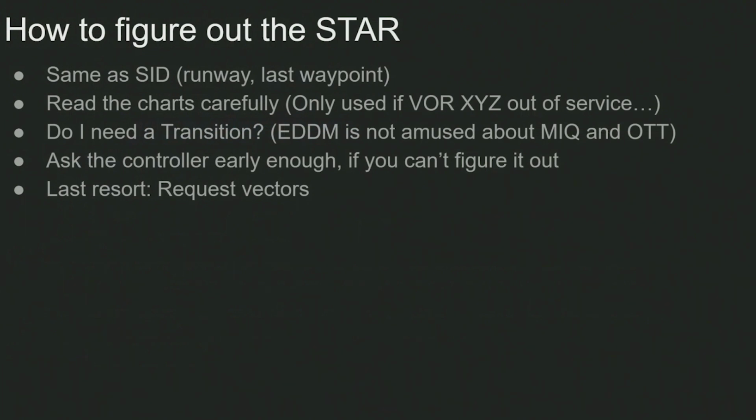Some airports have so-called transitions. That's pretty common in Germany, especially for the big airports. There it gets a little bit tricky. So in Munich, for example, in the north of the airport, we have an NDB called Mike India Quebec. And in the south, we have a VOR called Otterfingen, Oscar Tango Tango. They recently replaced it. It was called München VOR before, so great choice of naming.